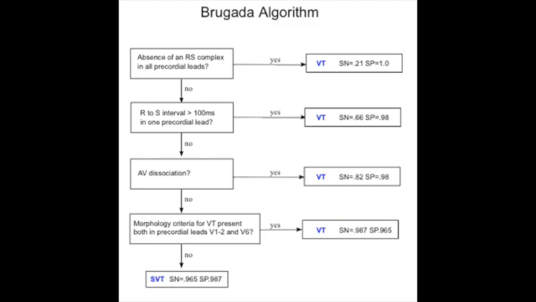Brugada published an algorithm in 1991, shown here, that works through different morphologic findings in the EKG to decide whether this is VTach or SVT with a bundle branch block. I like this algorithm a lot because it has sensitivity and specificity findings associated with it. In the end, down at the bottom, the fourth box on the left side is morphology criteria for VTach present in both precordial leads V1 and V6. Brugada's morphology criteria is listed right here.